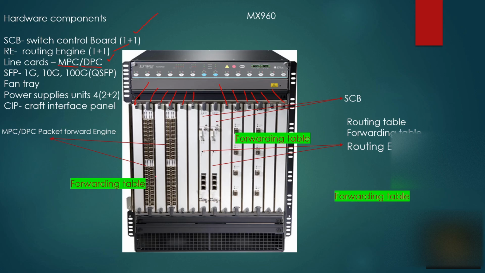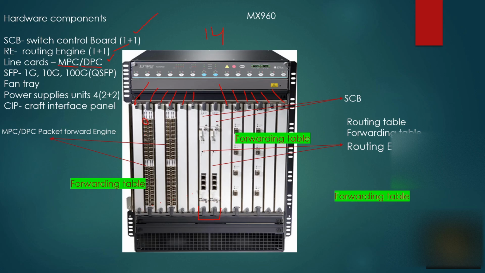So in total, how many slots does it have? 14 slots, right? Out of 14 slots, these two are what? SCB and routing engine. The remaining are 6 and 6, which is 12. In these 12 slots, what will you install? MPC line cards. These MPC line cards will have interfaces like this.